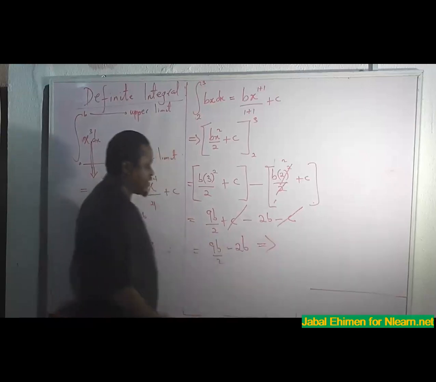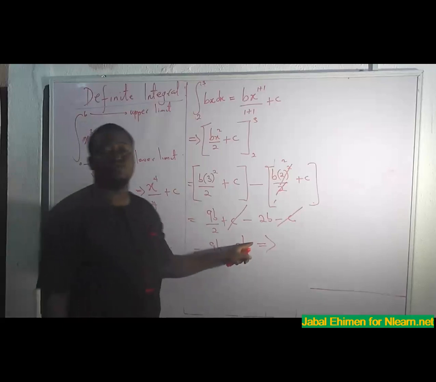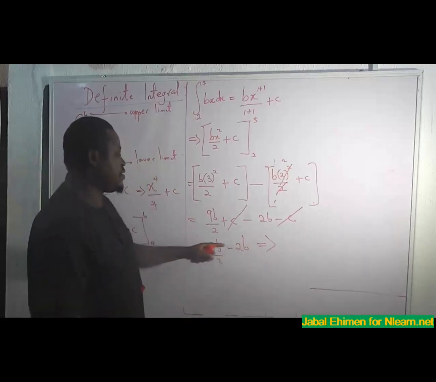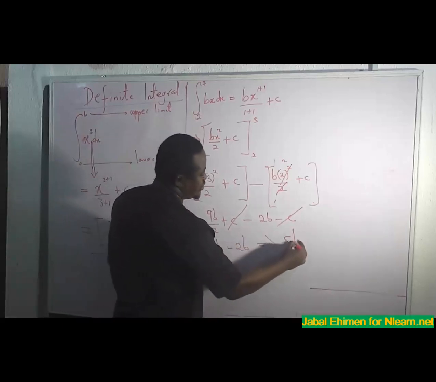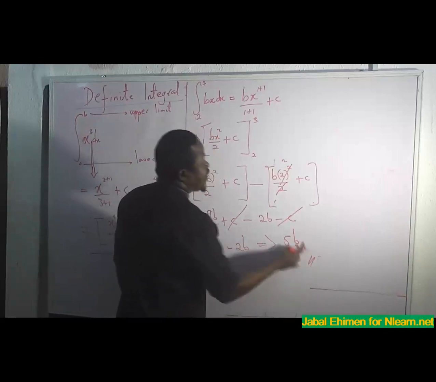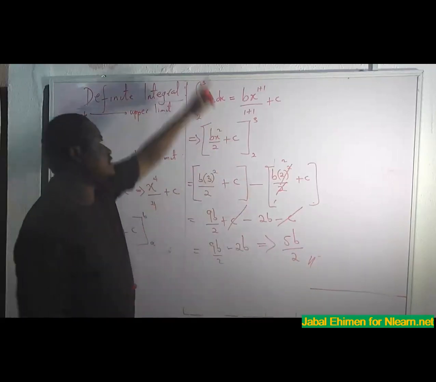But surely, mathematically, this becomes 2 times 2b. Surely that will be 4b. So 9b minus 4b becomes 5b over 2. And you know b can be anything. So this is how you do your rough cut.